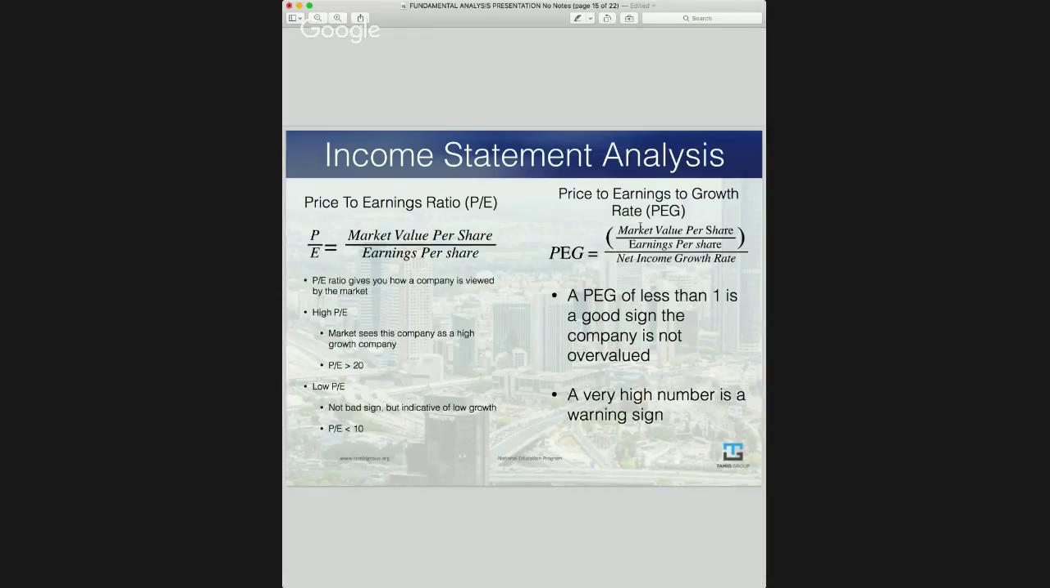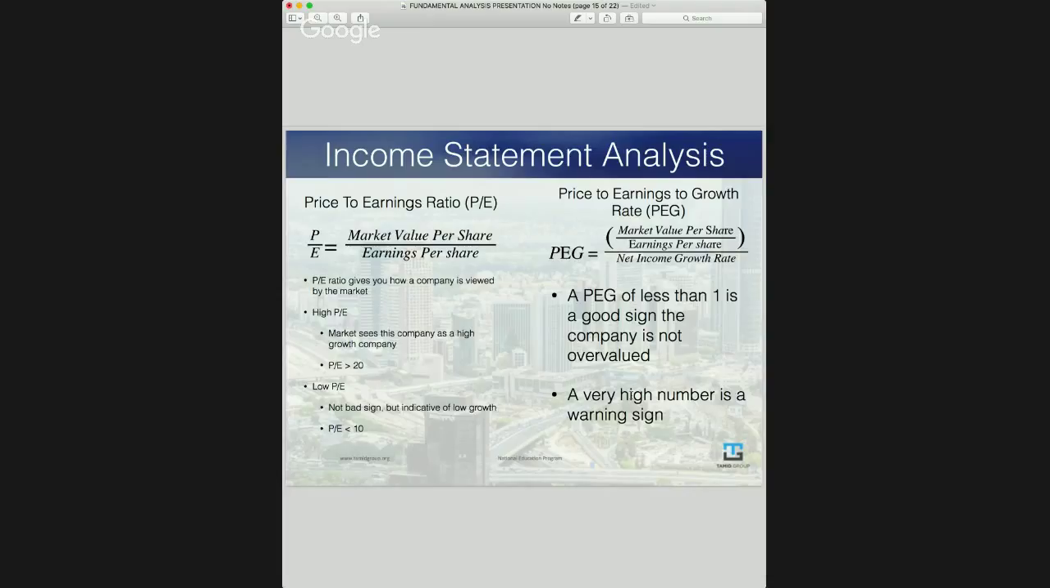Price per earnings growth rate, this is going to tell you whether a company is over or undervalued. If a PEG is less than 1, it's a good sign the company is not overvalued. Not necessarily undervalued, but it's a sign that the market is not going crazy over its valuation. A very high number is a warning sign. It's something you're going to want to look deeper into.